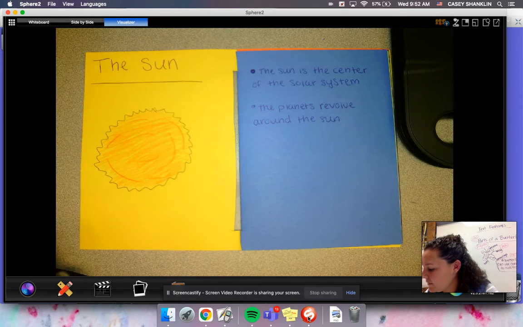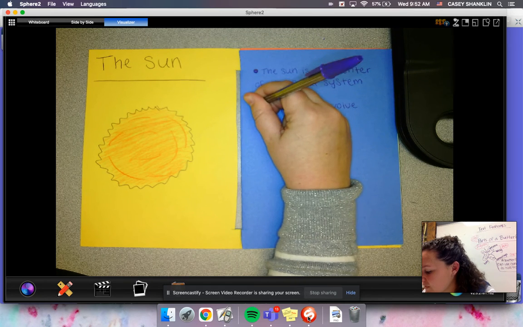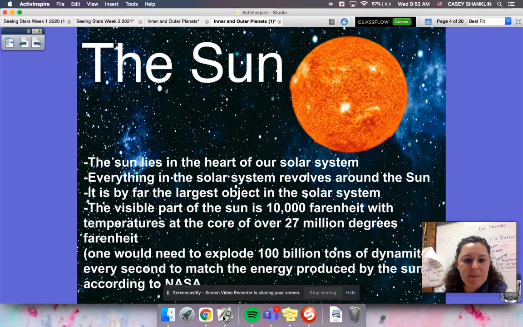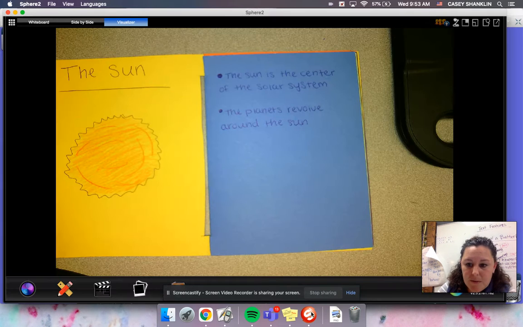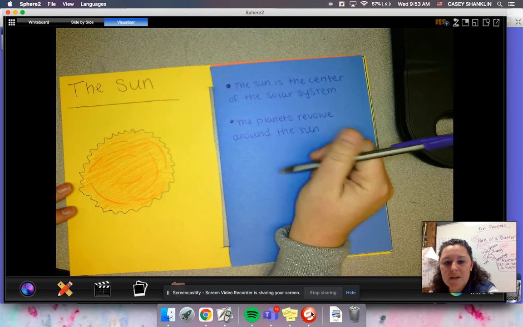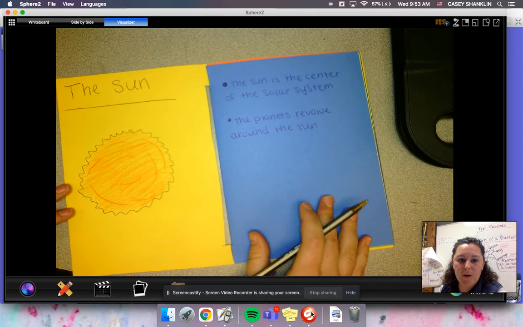And then on the right side, I am writing down my facts using bullet points. That's another text feature. So the first thing I have written down that we are learning about the sun is the sun lies in the heart of our solar system. So it's in the very center. That's important for us to know because all of the planets and everything else in our solar system revolves around that sun. So in our book, our first bullet point is going to be the sun is the center of our solar system. Pause the video and then you can record your notes.